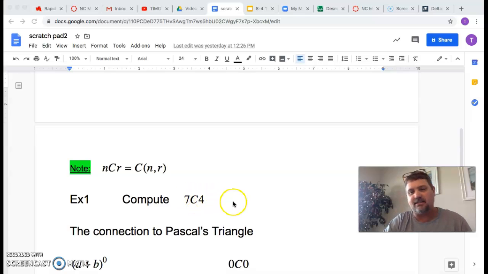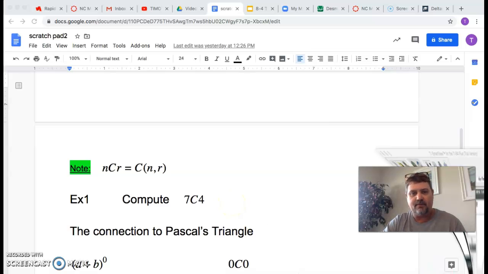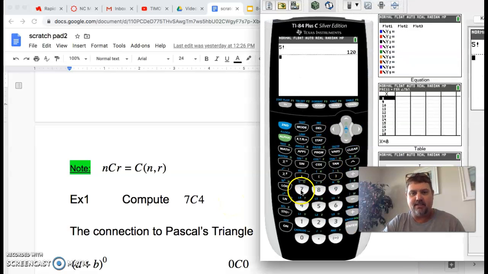7 C4 just doesn't sound right to me. But here's how you compute it if you need to, and you will need to. You would say 7, go to your math, then your probability menu, and it's number 3. Notice there's that P for permutations. You're not going to need that in here. Well, you will, but not today.